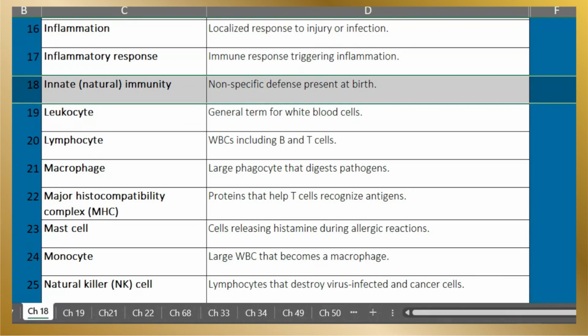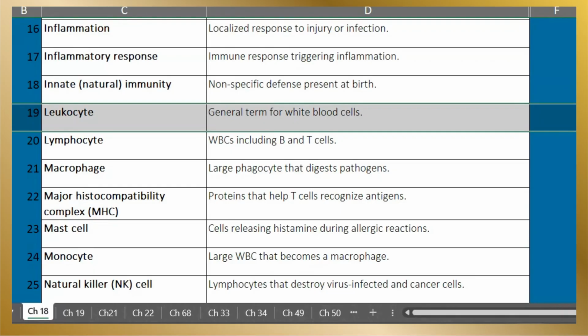And then the innate natural immunity, it's non-specific defense present at birth, skin, mucous membranes, and phagocytes. The leukocytes is a general term for the white blood cells. Includes the neutrophils, lymphocytes, and monocytes.